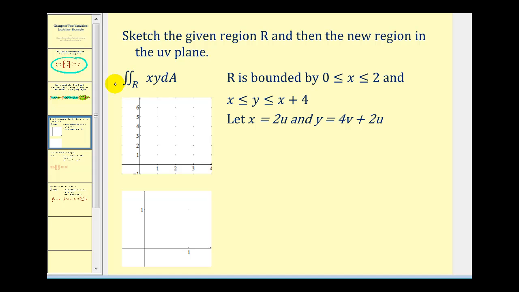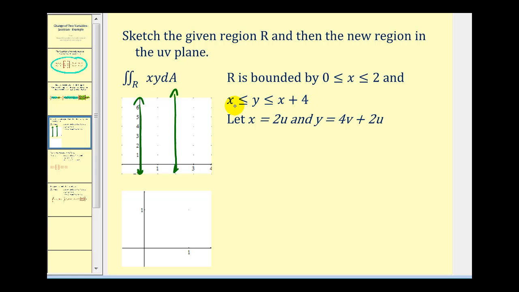Here we have a given double integral over the region R, and we're going to redefine the integrating region based upon letting x equal 2u and y equal 4v plus 2u. Let's first sketch the given region of integration. We can see here that x is on the closed interval from 0 to 2. So here's x equals 0, and here's x equals 2. And y is on the closed interval from x to x plus 4.